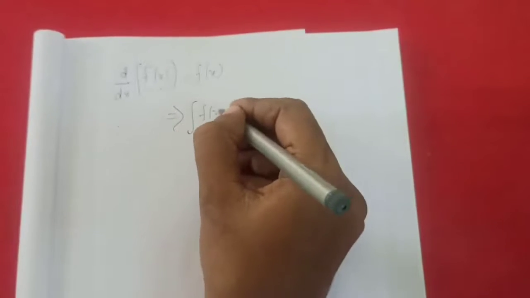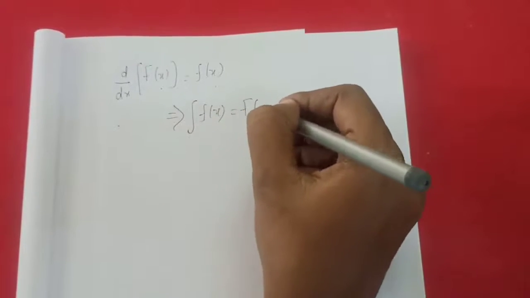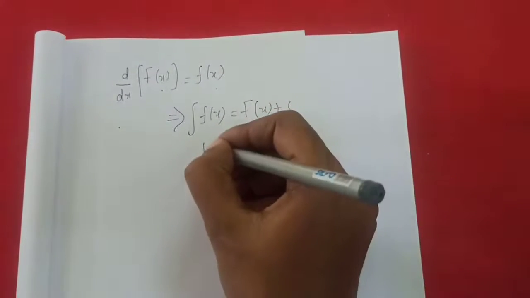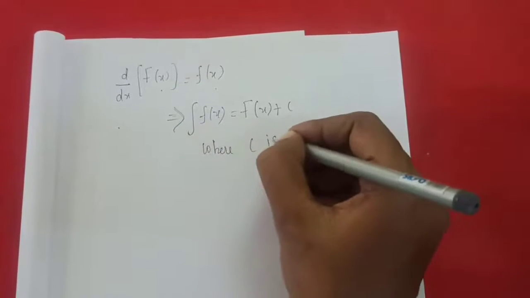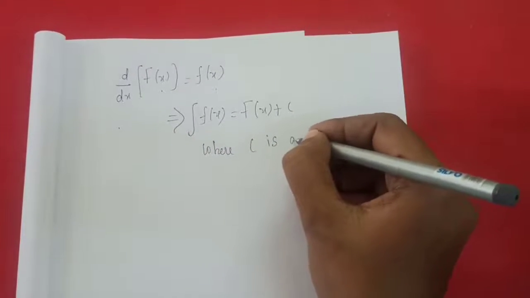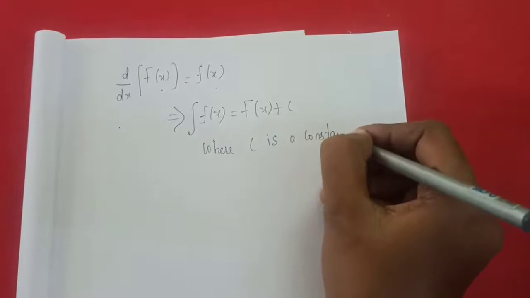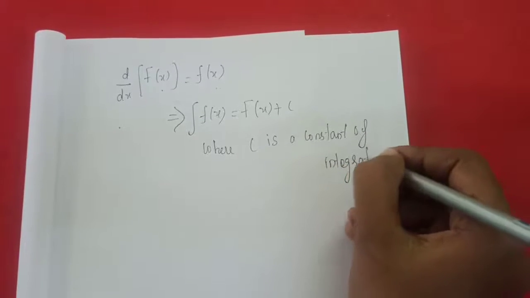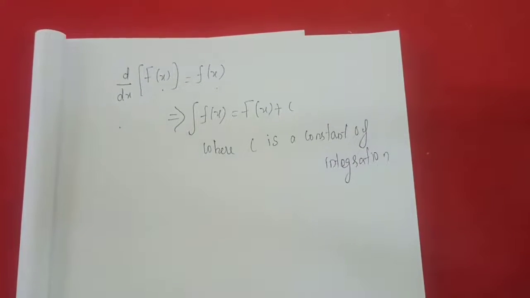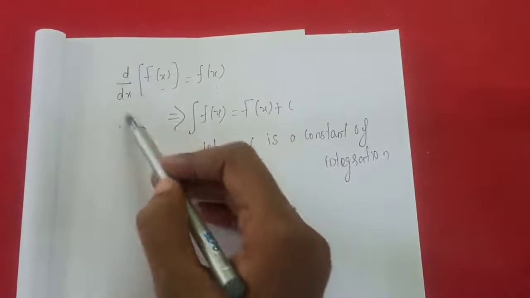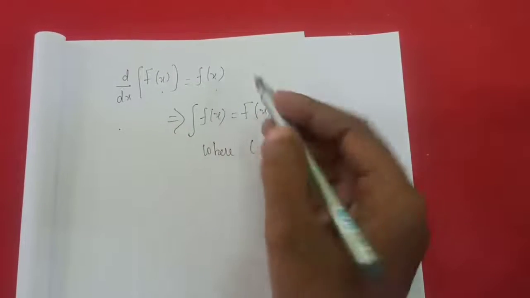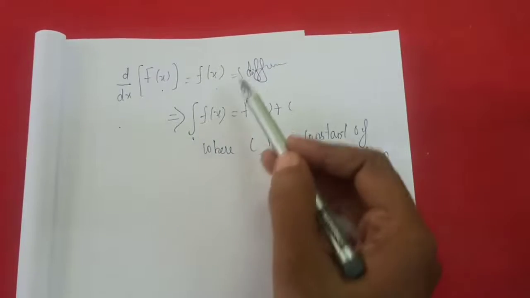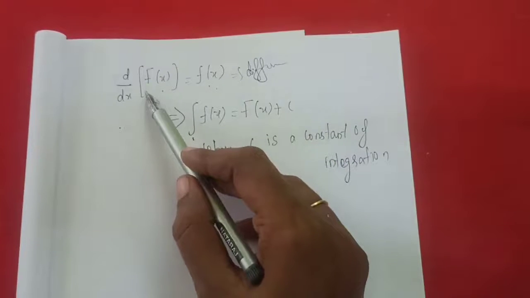Integration of small f of x is equal to capital F of x plus c. Whenever we are integrating in the indefinite integral, we need to put the constant of integration, where c is the constant of integration. Now see this, you come to know what the reverse process is. The differentiation of capital F of x is equal to small f of x. This is differentiation, am I right? Then what about this one? Integration of small f of x means you will get capital F of x.